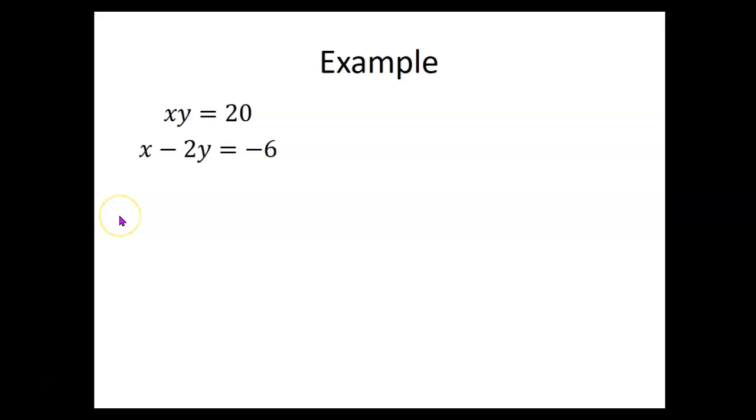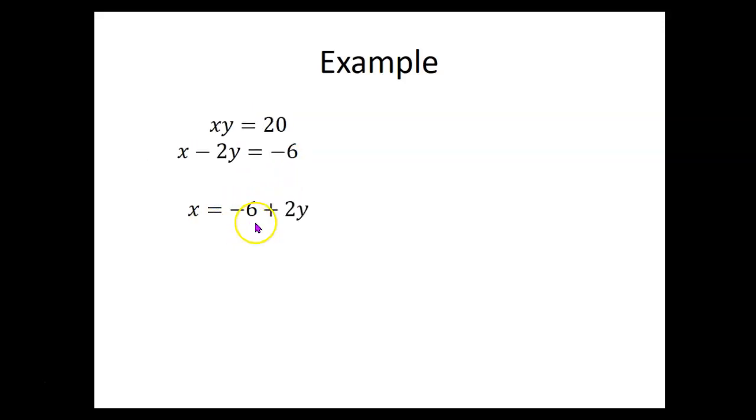I think my choice would be to take the bottom equation and leave the x where it is, but add 2y to both sides. Then we get x equals negative 6 plus 2y, and we can substitute that in place of the x in the top equation, the one we haven't used yet. So when we do that, we get negative 6 plus 2y times y equals 20. So for now, forget that x even existed and work on solving this equation for y.